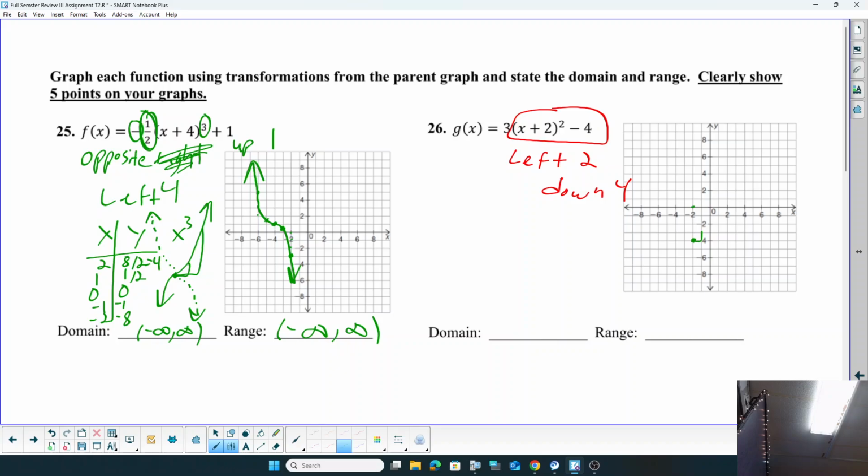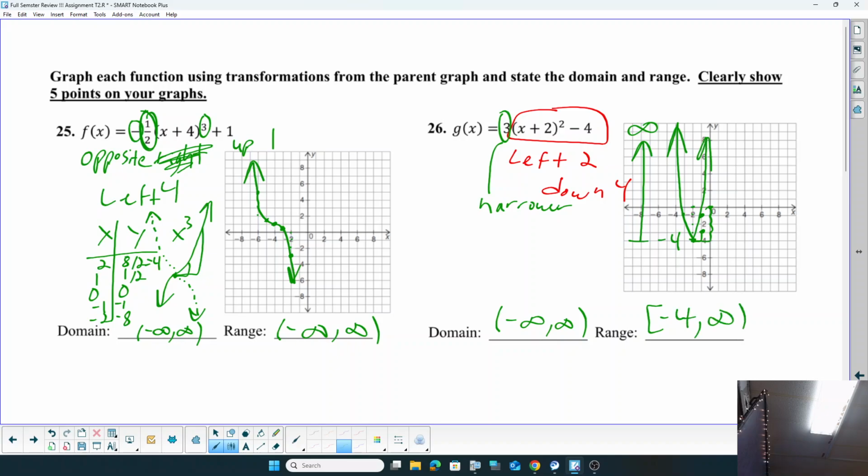Instead of going over 1, up 1, and over 2, up 4 like we usually do, we're going to have to do the 3. And so the 3 is going to be over 1, up 3. So the 3 is going to be narrower. So then we're going to go like that, narrower. And so our domain is still negative infinity, positive infinity. But the range starts at negative 4, and then from there, it takes off to infinity. So then we'll be bracket, negative 4, upwards to infinity. Nice.